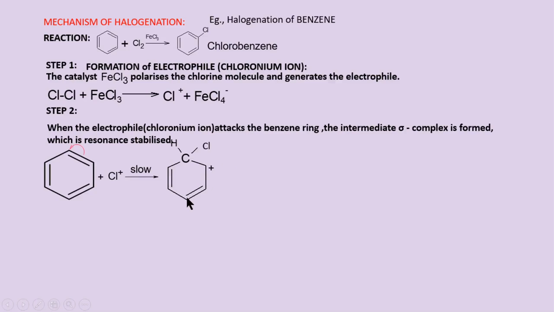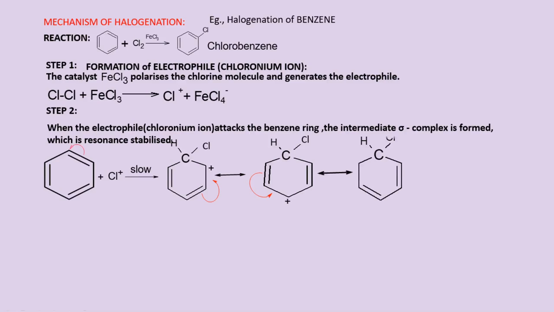Now we have two more pi bonds as usual. One of them can be shifted so that you will get the next resonating structure like this. And here again this pi bond can be shifted. So when it is shifted, automatically the positive charge will come on this particular carbon, and to get the original structure back, when we remove H as H plus and the bond is shifted, we will get the original structure.